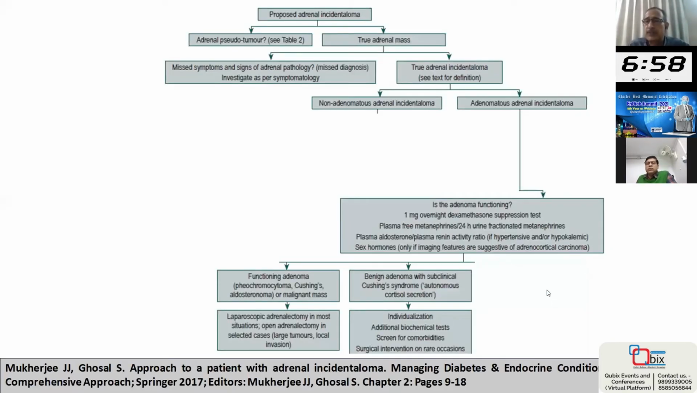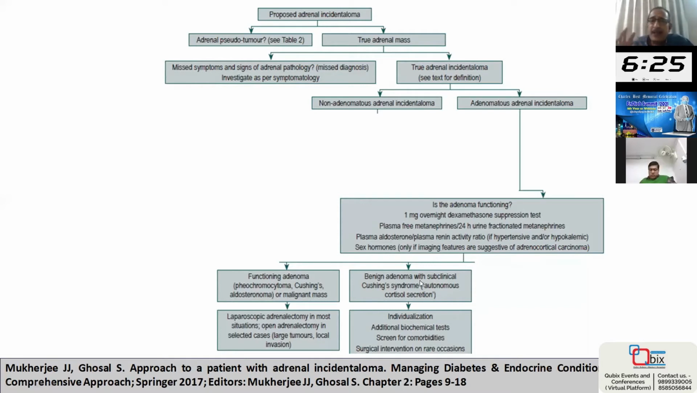So this is what the algorithm now says. Adrenal adenoma, is the adenoma functioning? 1 milligram overnight DEX, plasma-free metanephrines or 24-hour fractionated metanephrines, plasma aldosterone, plasma renin activity only if there's hypertension and or hypokalemia. The sex hormones, DHEAS, testosterone, estrogen, we only send if they're highly suspicious. The suspicion is very high for adrenocortical carcinoma. If it's a functioning adenoma or a malignant mass, I'll come to that later. Laparoscopic adrenalectomy is the treatment of choice.